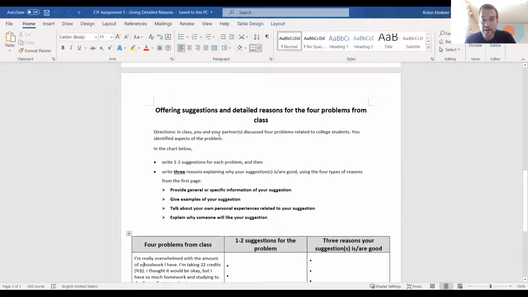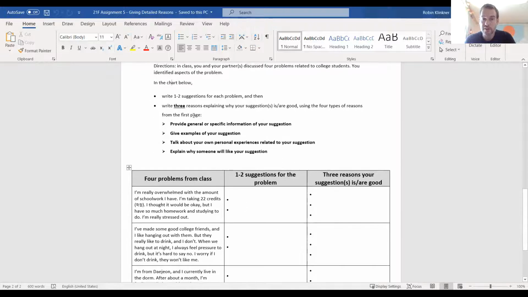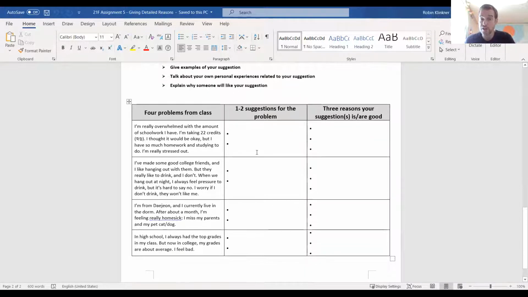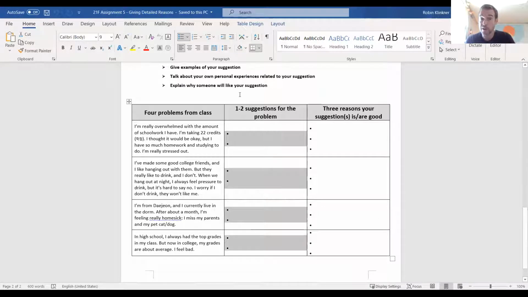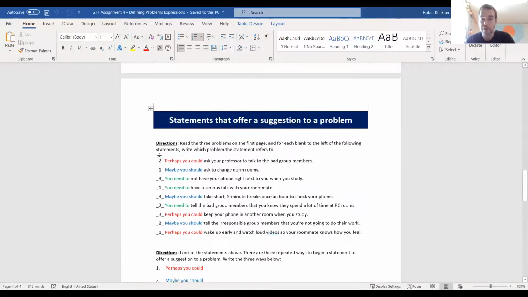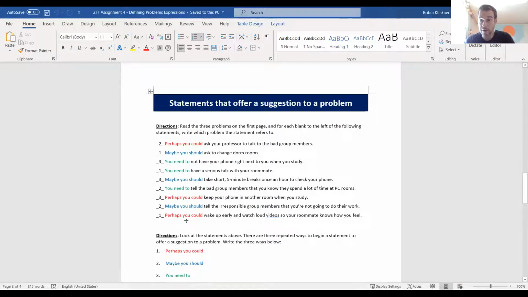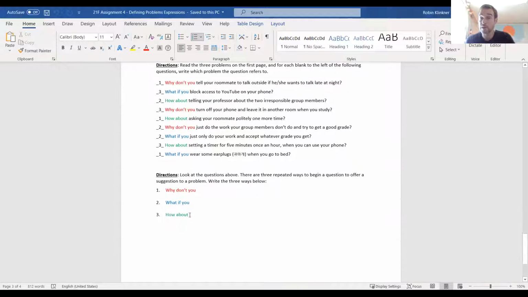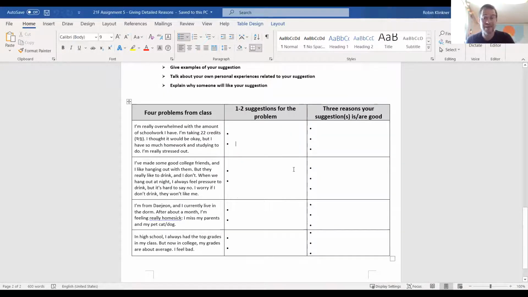Okay, in class, you and your partner discuss these 4 problems. In this chart, write 1 or 2 suggestions. How do we give suggestions? Well, from the previous homework, you can use these statements or these questions. So use this language to provide 1 or 2 suggestions for each problem.